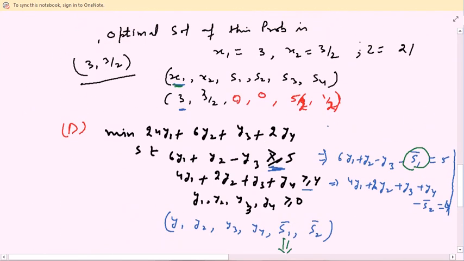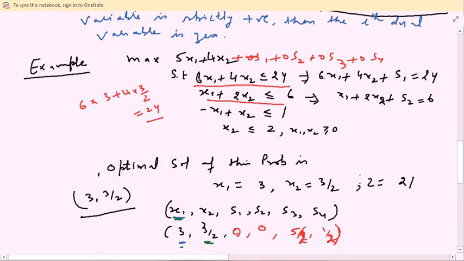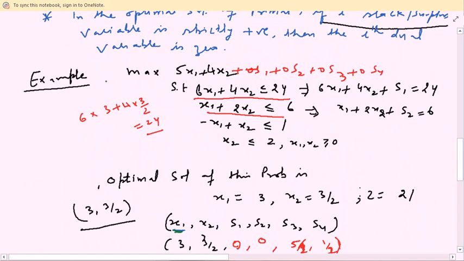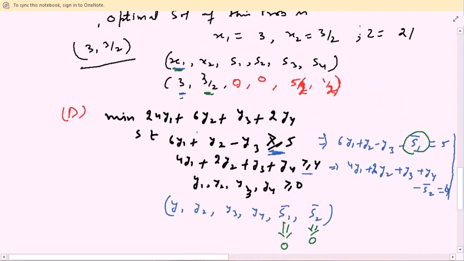Now similarly we see that x2 is also positive because its value is 3 by 2. So that means my s2 bar should also take the 0 value. These two variables are not giving any information further. Now s3 and s4: in this basic solution there are 4 positive variables, and it has to be, because in the primal there are 4 constraints. So in the basis we have 4 variables, and we have identified them: x1, x2, s3 and s4.